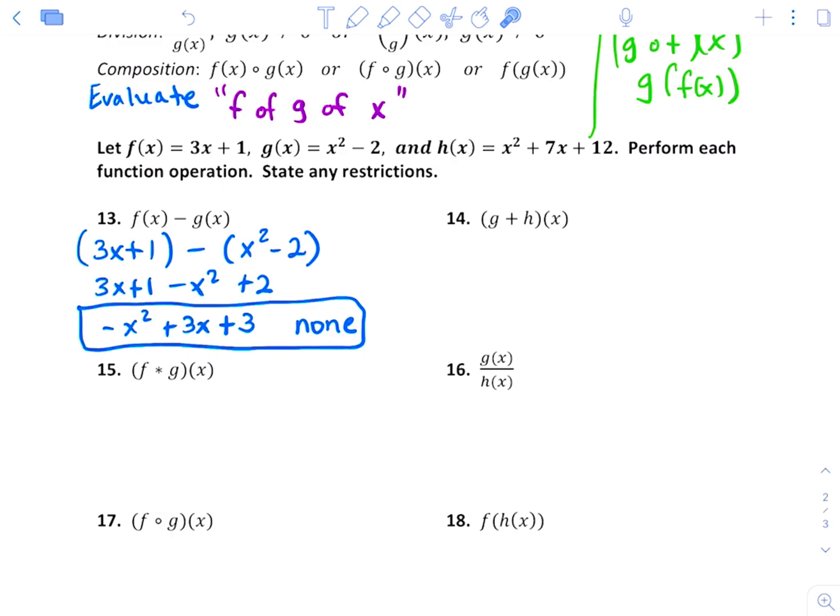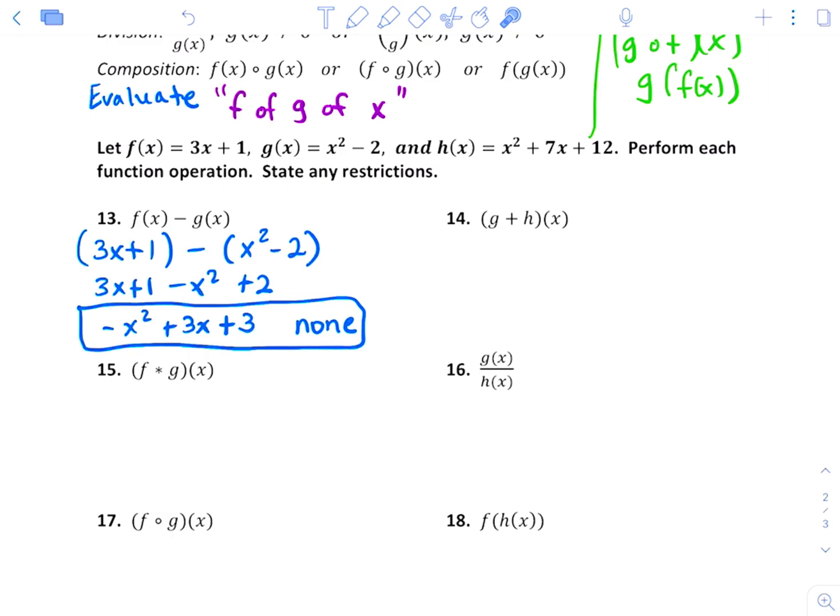Okay. Now, if you can do that in your head, that's fine. So if you can see that this is going to be a negative x squared and we have to write that first, then I can just put that first. And then 3x doesn't have anything to combine with, so that's just that positive 3x. And then 1 minus a negative 2 means that we're adding. So 1 plus 2 gives me 3.